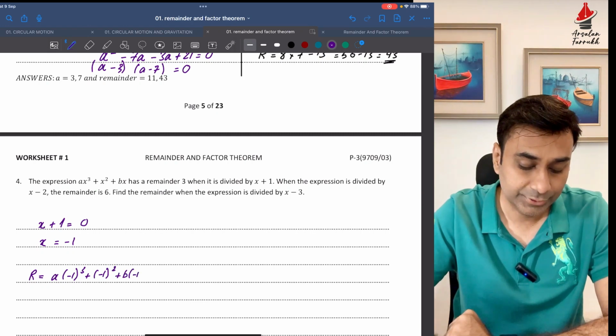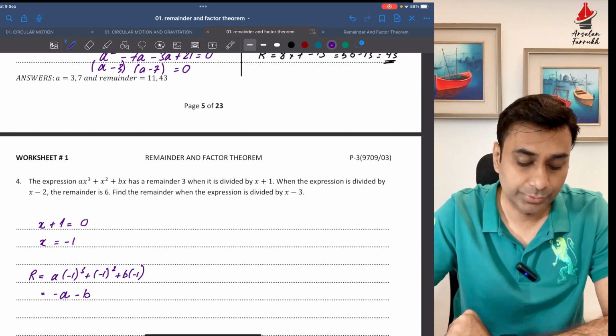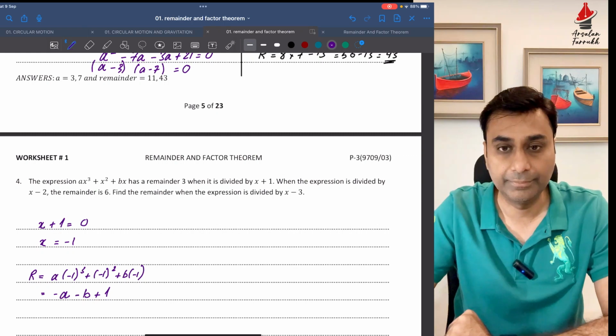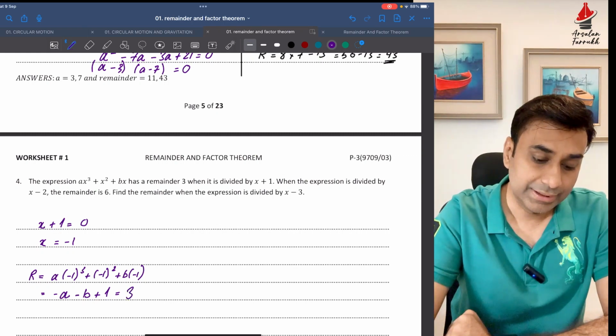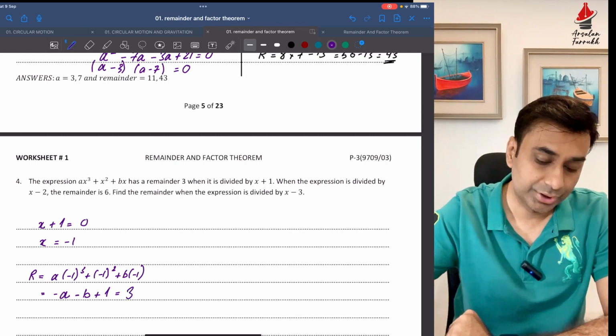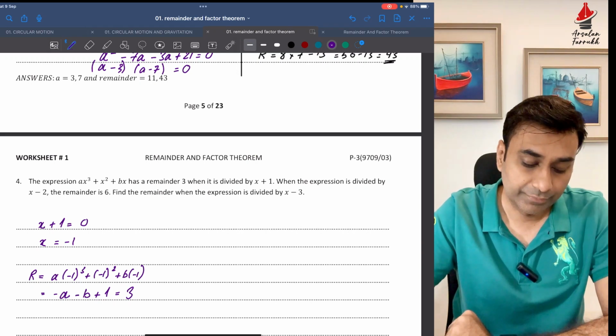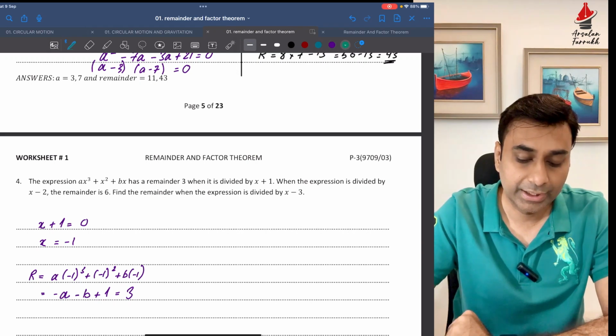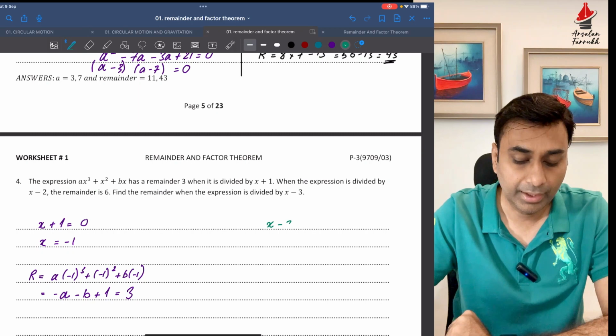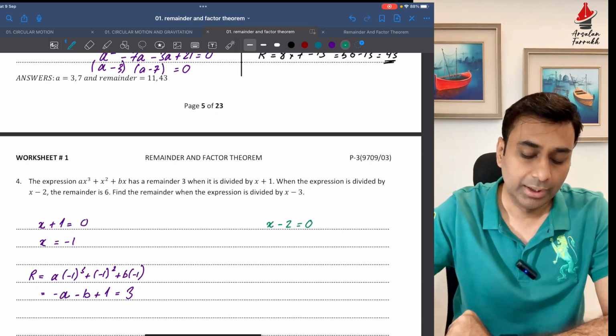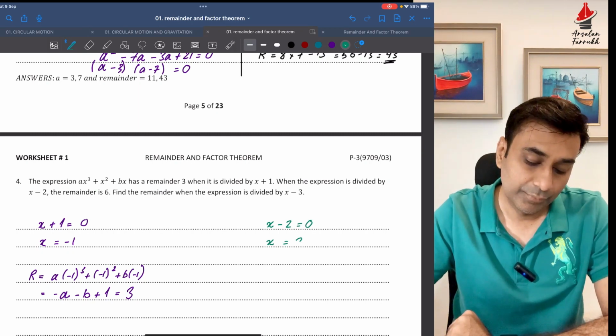And that simplifies to minus a minus b plus 1, which is equated to 3 because the remainder is given as 3. Now I do the same thing for the second situation being given to me. It was divided by x minus 2, so I equate x minus 2 to 0. X becomes equal to 2, and then I'll find out the remainder when it's divided.